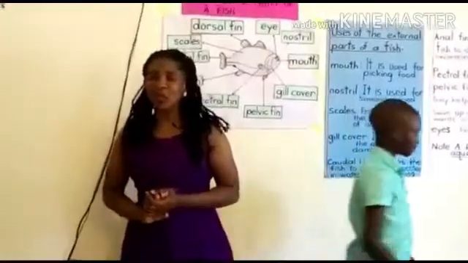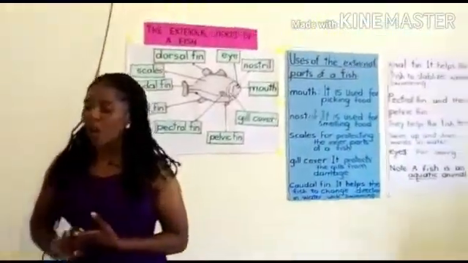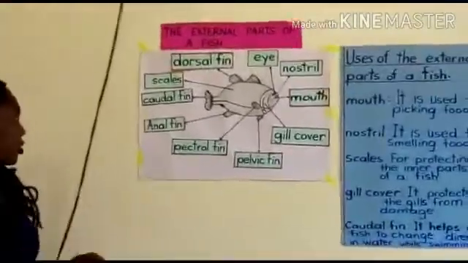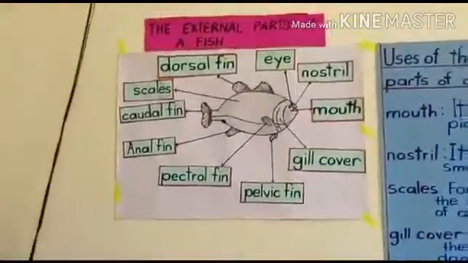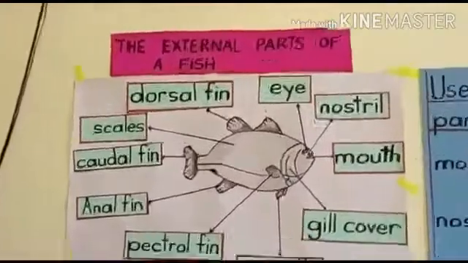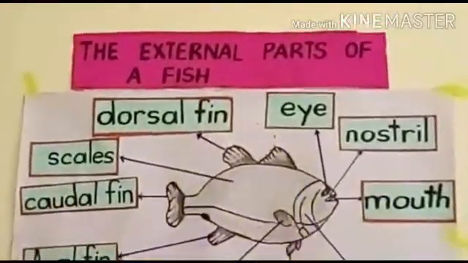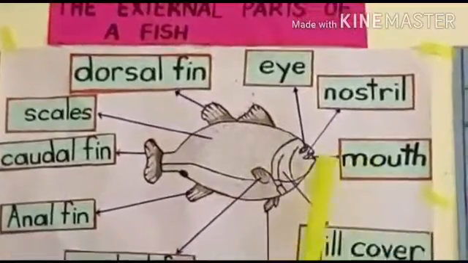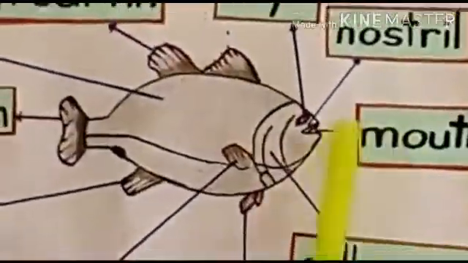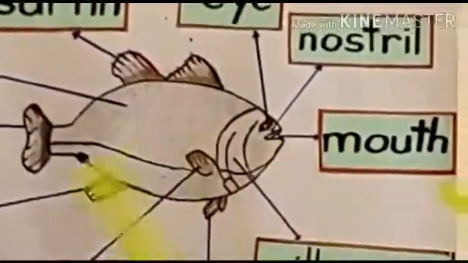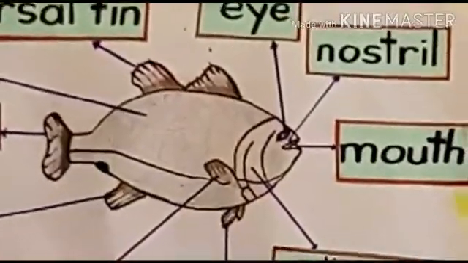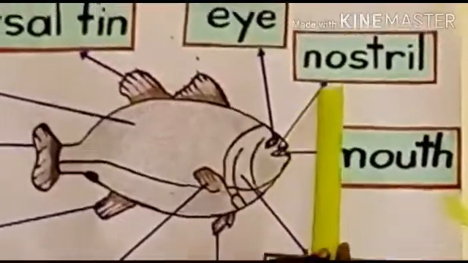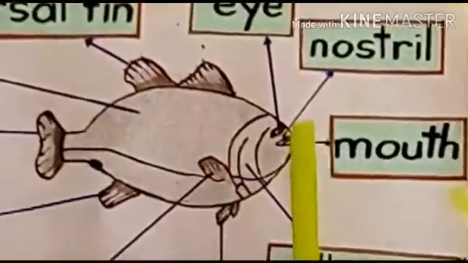Okay, that's good. Let's first of all look at the external parts of a fish, just as you see them here. We have the mouth. This is the mouth. This is the part of our fish that is used to pick food. We have the nostril. The nostril is found near the fish.